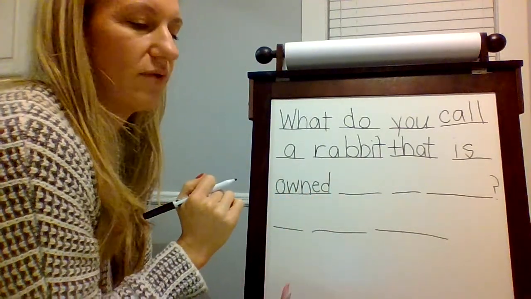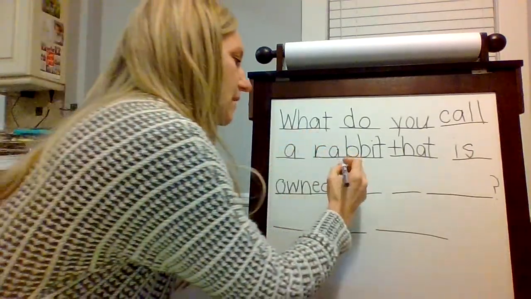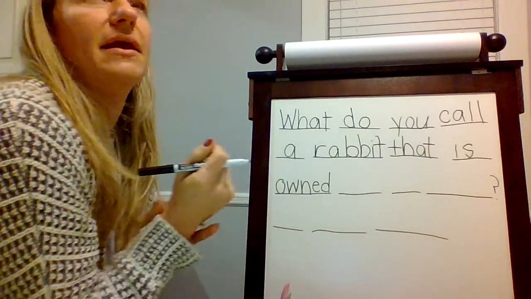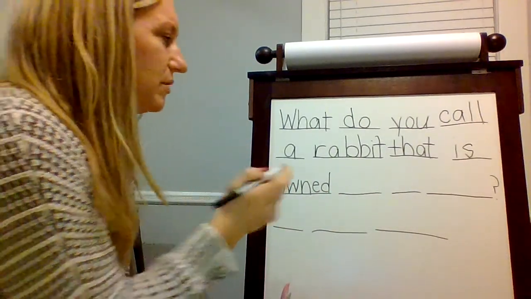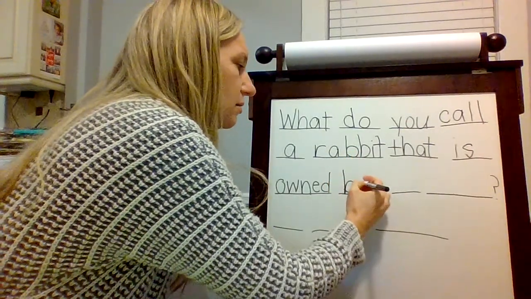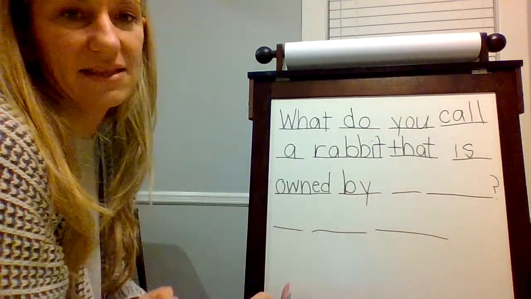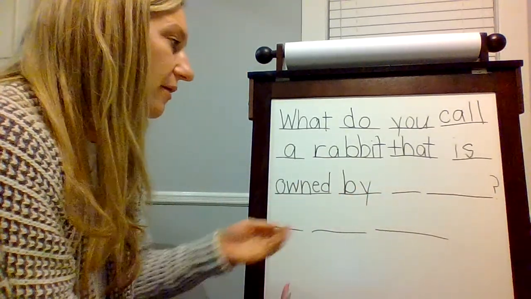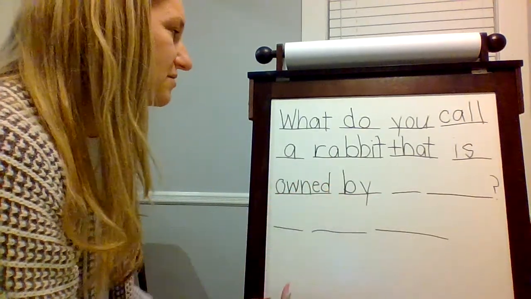What do you call a rabbit that is owned by? B. Now this next sound sounds like an I, but we know it's not because this has been a memory bank word. B, Y. We know sometimes when we see that Y at the end of the words, it makes an E sound. But this time it's being tricky and it's making an I sound.